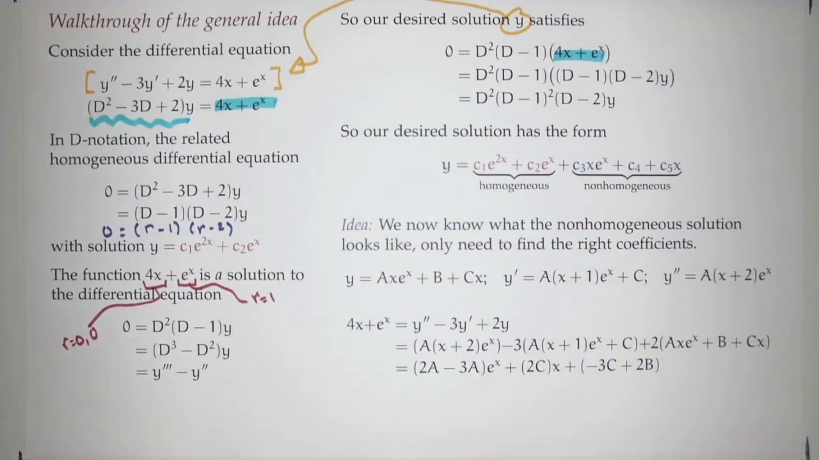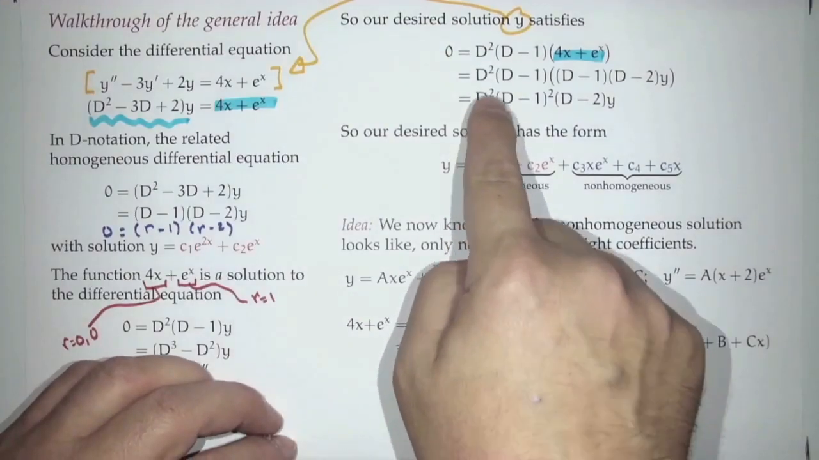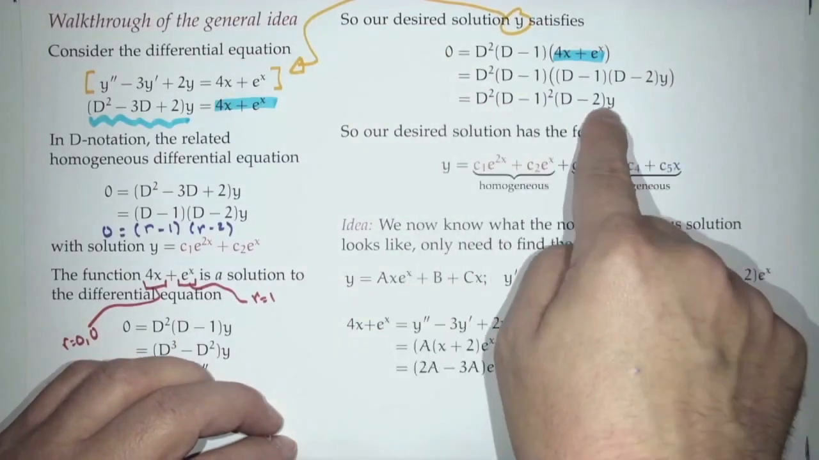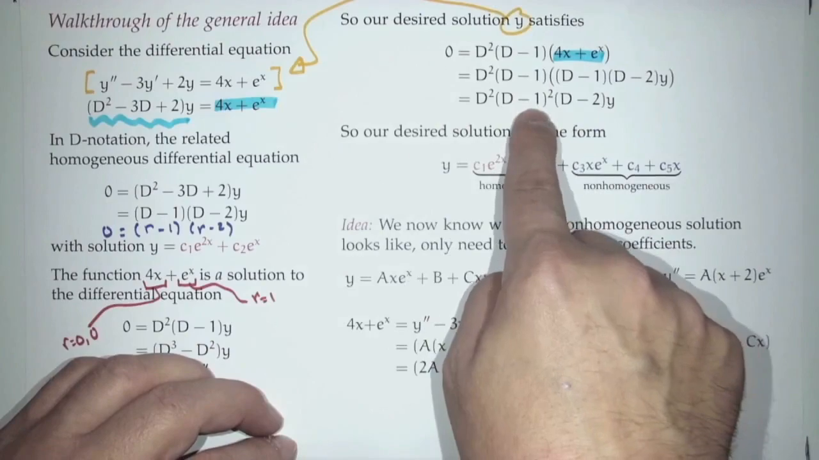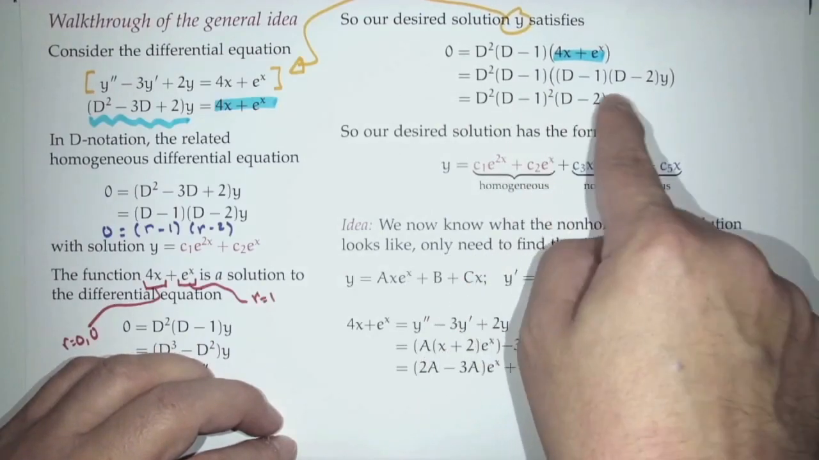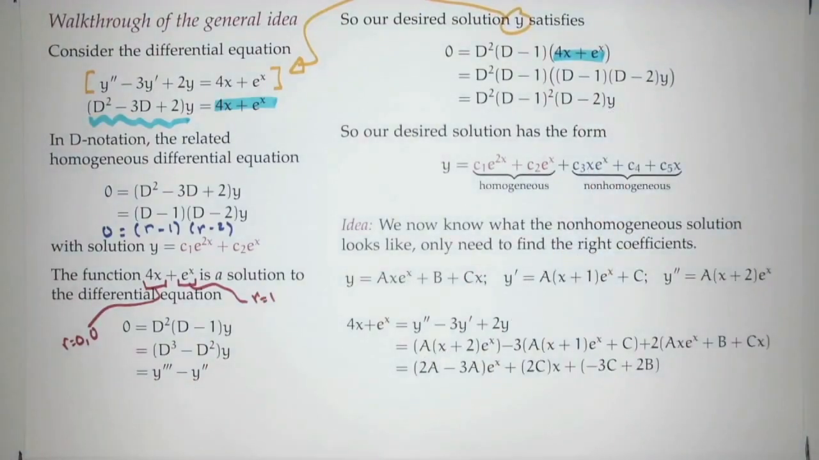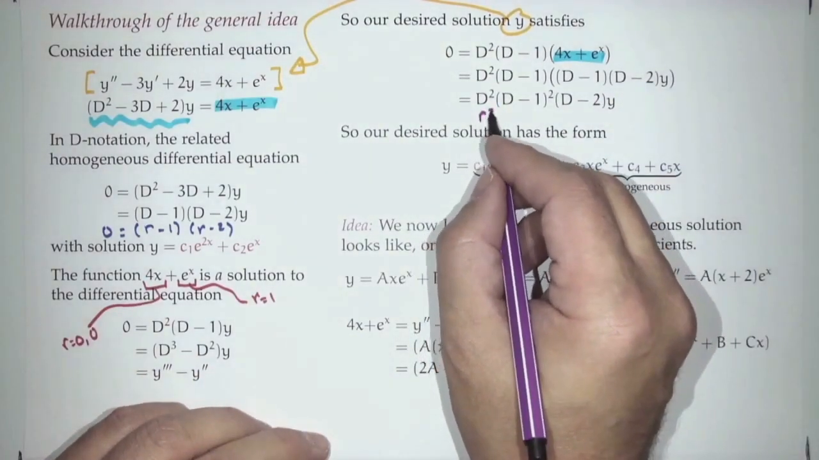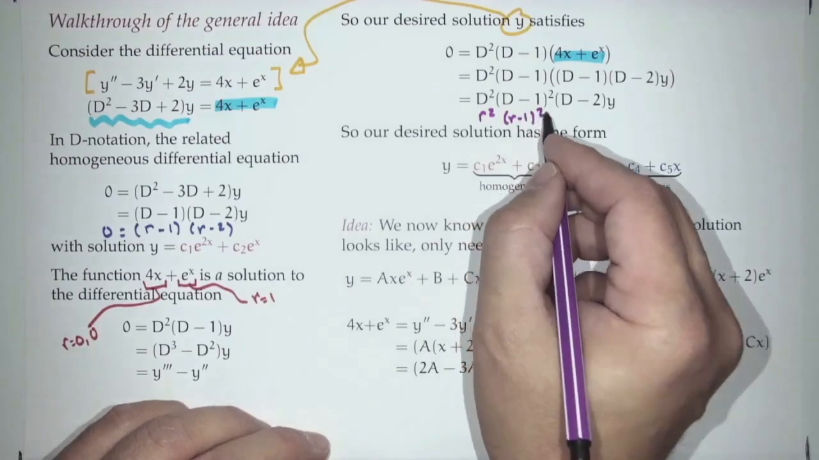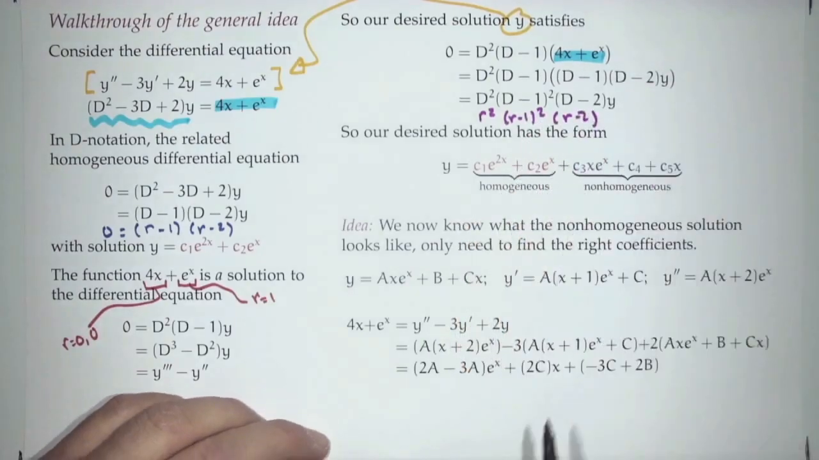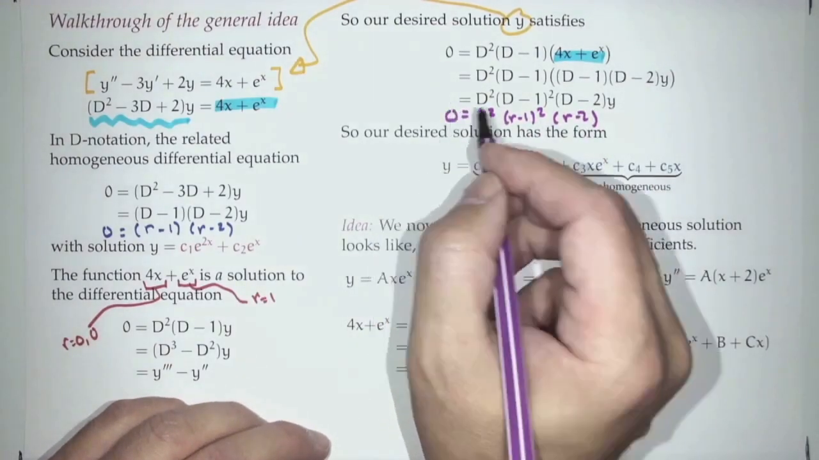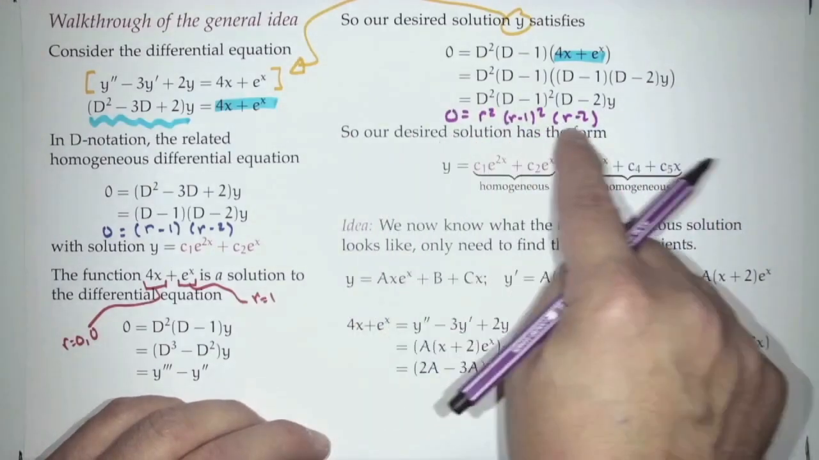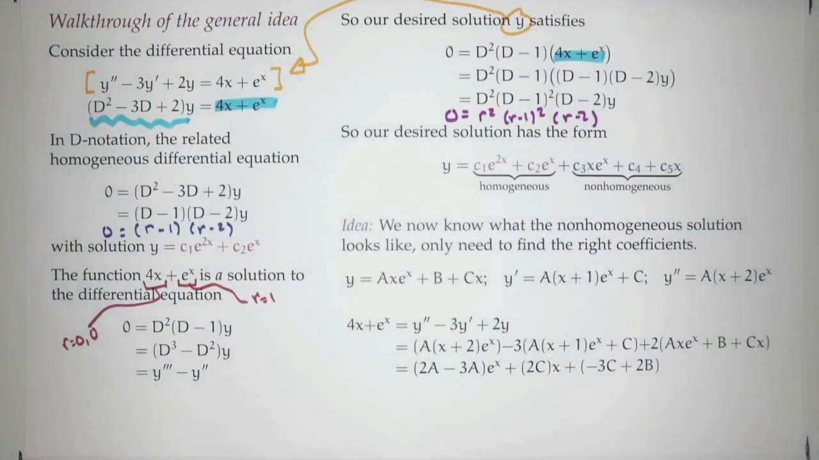Now, we see that our function y is a solution to this differential equation where we have D squared, D minus 1 squared, and D minus 2, all times y. In terms of r, that's r squared, r minus 1 squared, and r minus 2. So we say, hey, I know what solutions look like.